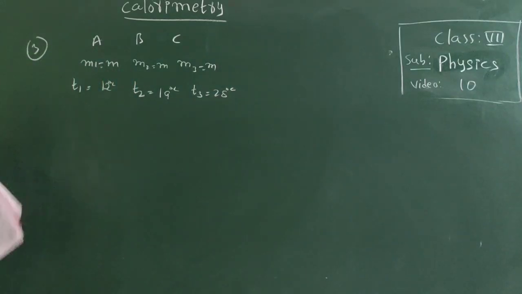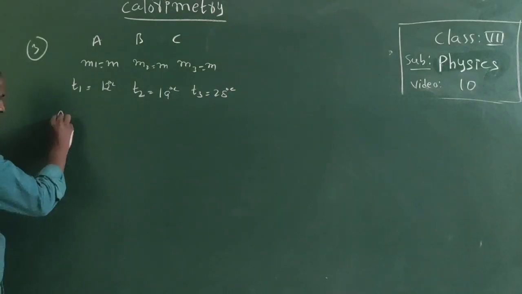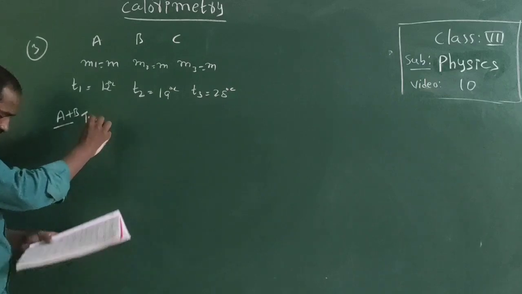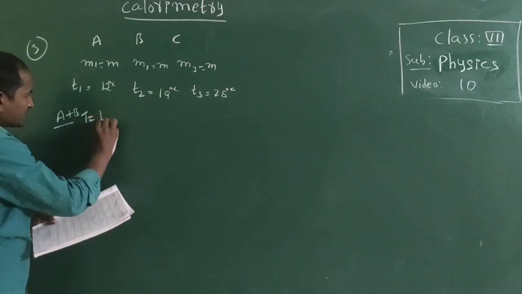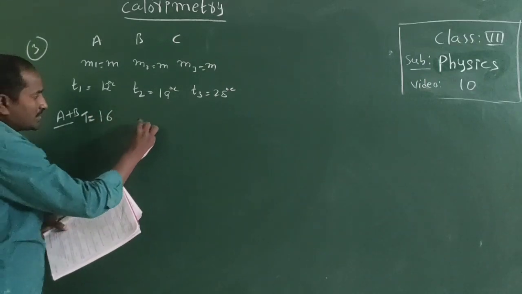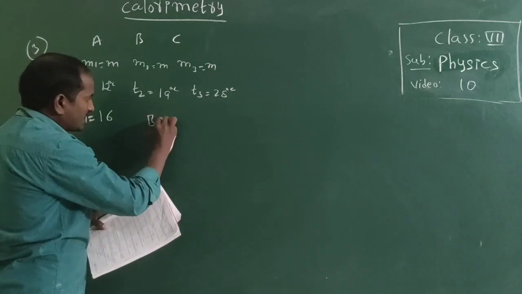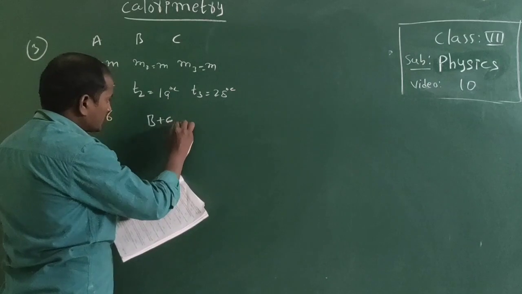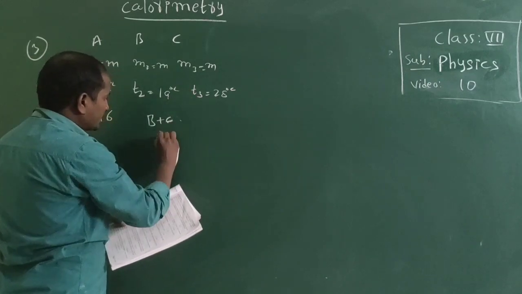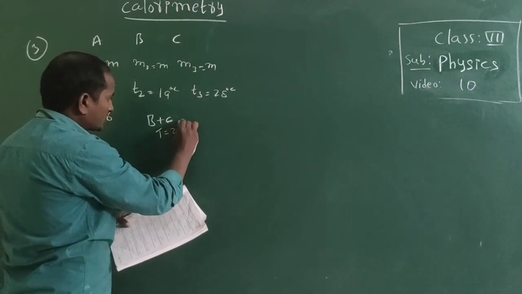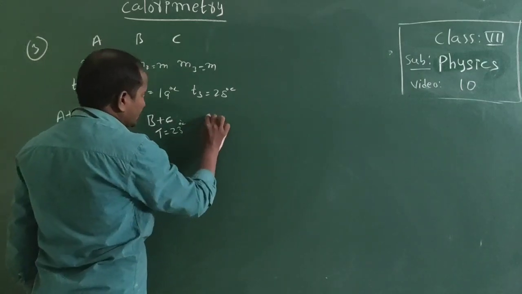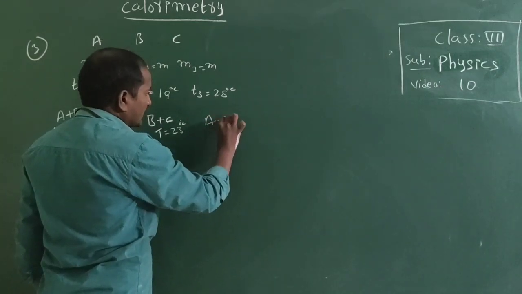Here liquid A and liquid B are mixed together, then the resultant is 16. Next, B and C are mixed together, then the resultant is T equal to 23 degrees Celsius. Then find the resultant when A and C are mixed.